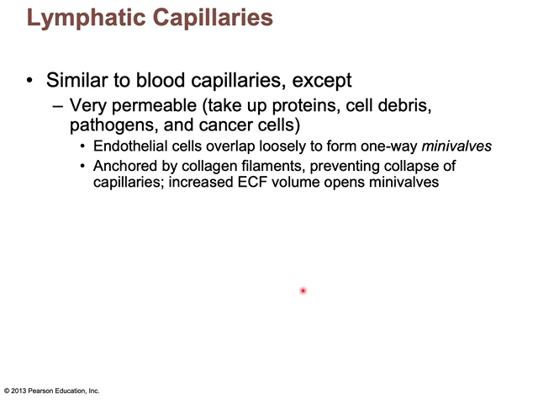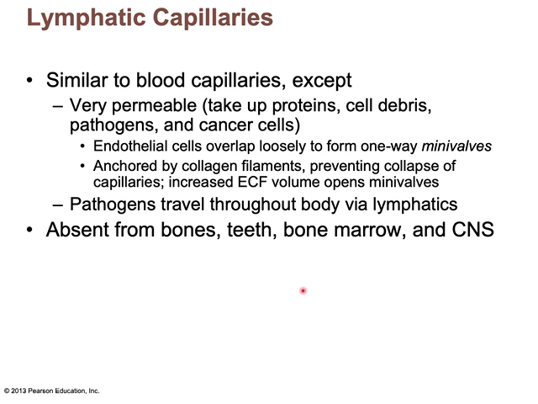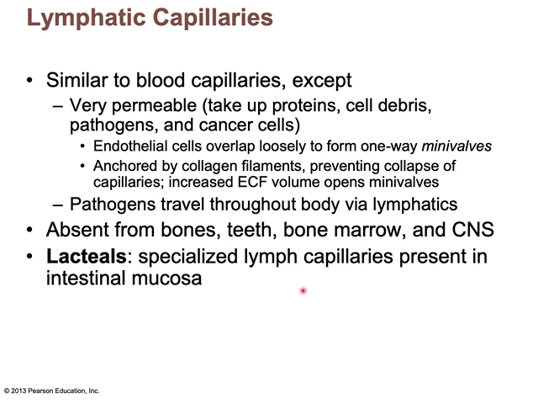And it's the increase in extracellular fluid volume, the interstitial fluid, that is going to open those mini valves up. And then once the pressure inside the vessel is greater than the extracellular fluid pressure, the valves will shut. The pathogens travel through the body using the lymphatics, and we don't find lymphatics in bones, teeth, bone marrow, and in the central nervous system, although there is some evidence that there may be some lymphatic drainage from bone, okay, and that's relatively recent.